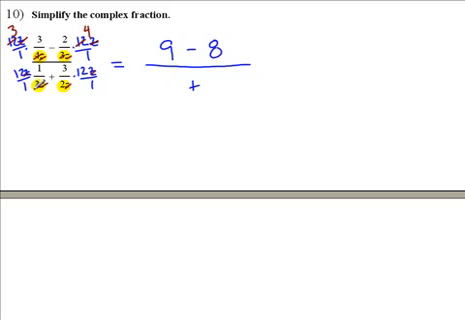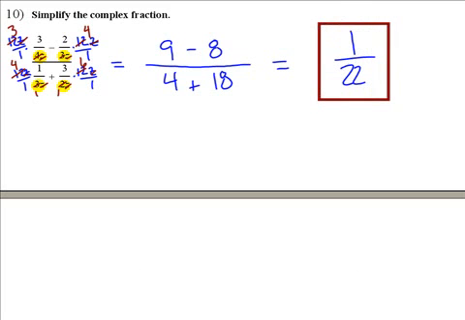Go to the denominator. 3 goes into itself once. It goes into 12 4 times. 4 times 1 is 4. And finally go to that last little fraction. 2 goes into itself once and into 12 6 times. 3 times 6 is 18. So I'm getting 9 minus 8 is 1 over 4 plus 18 is 22. We're done.